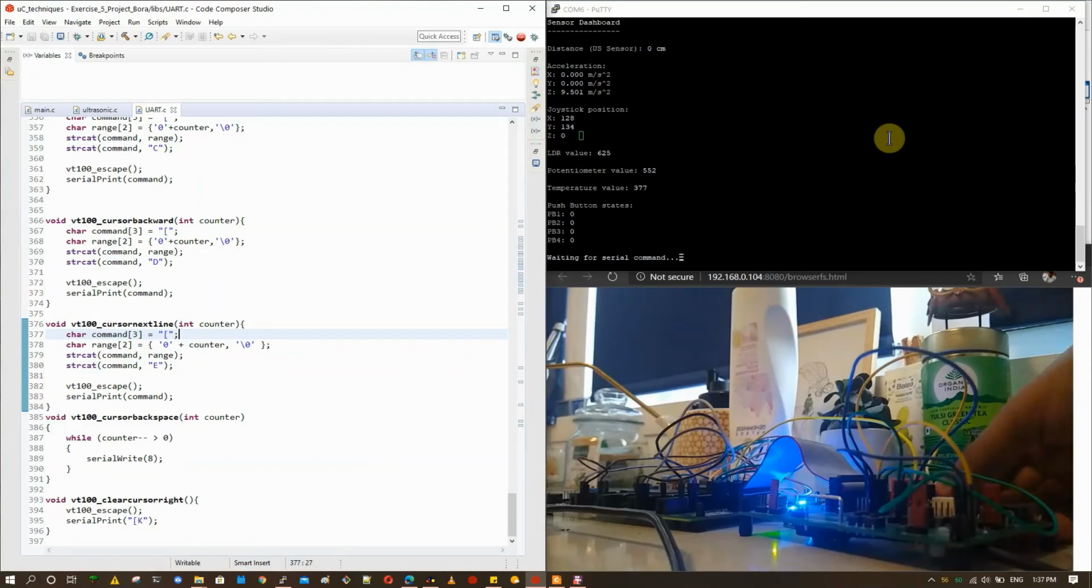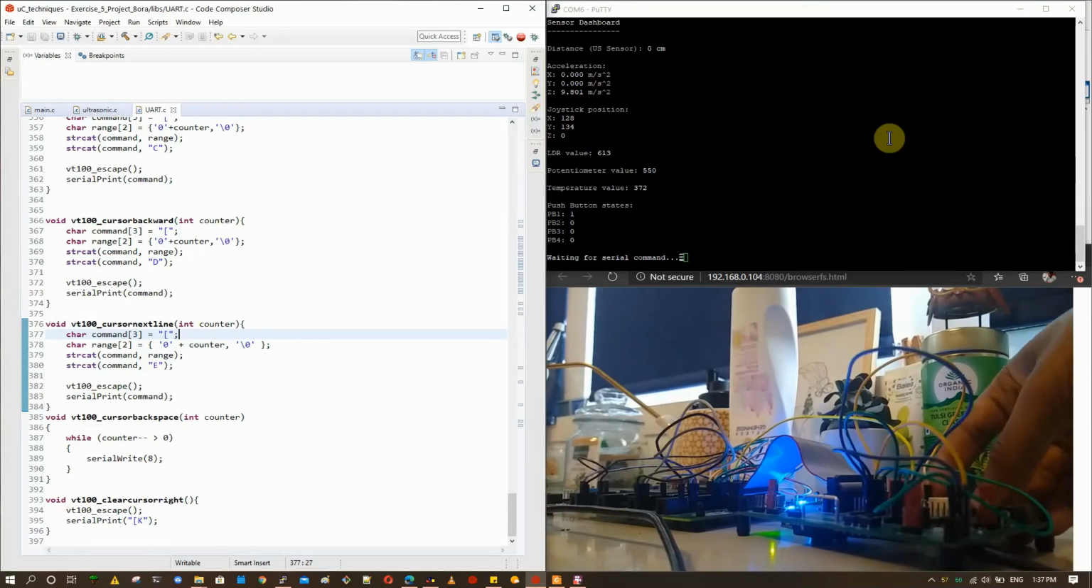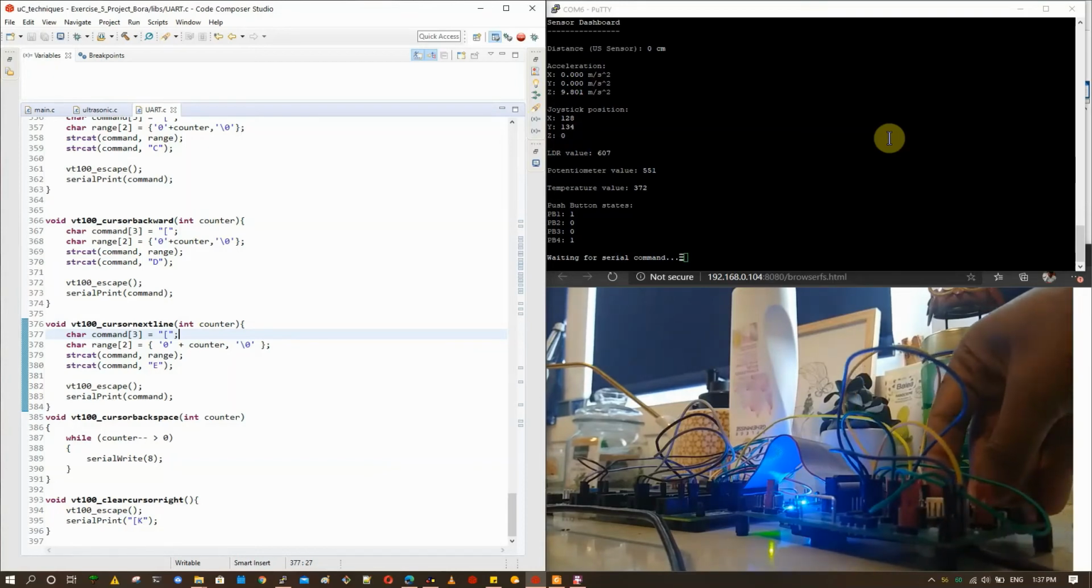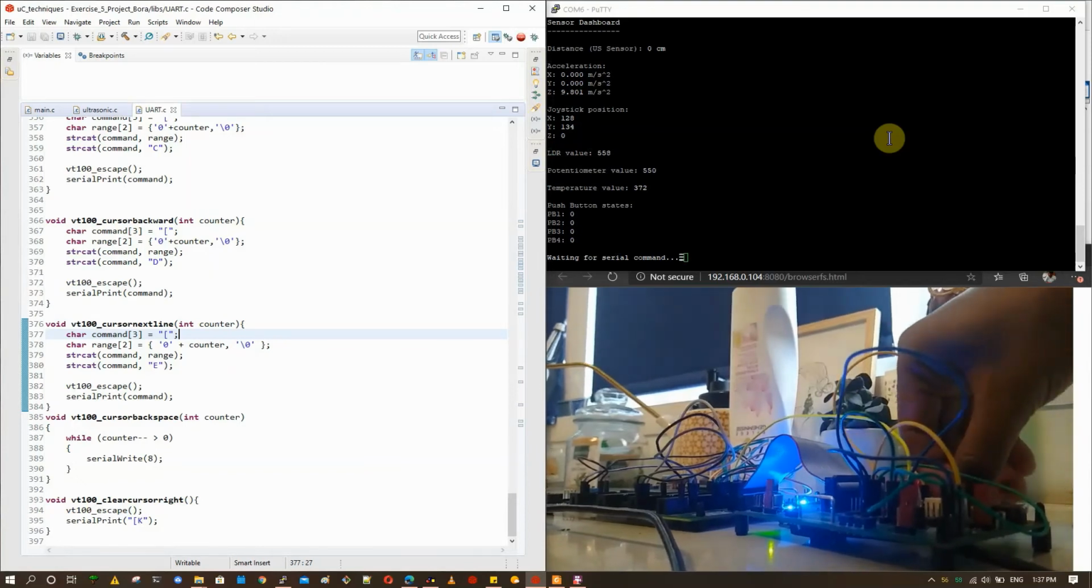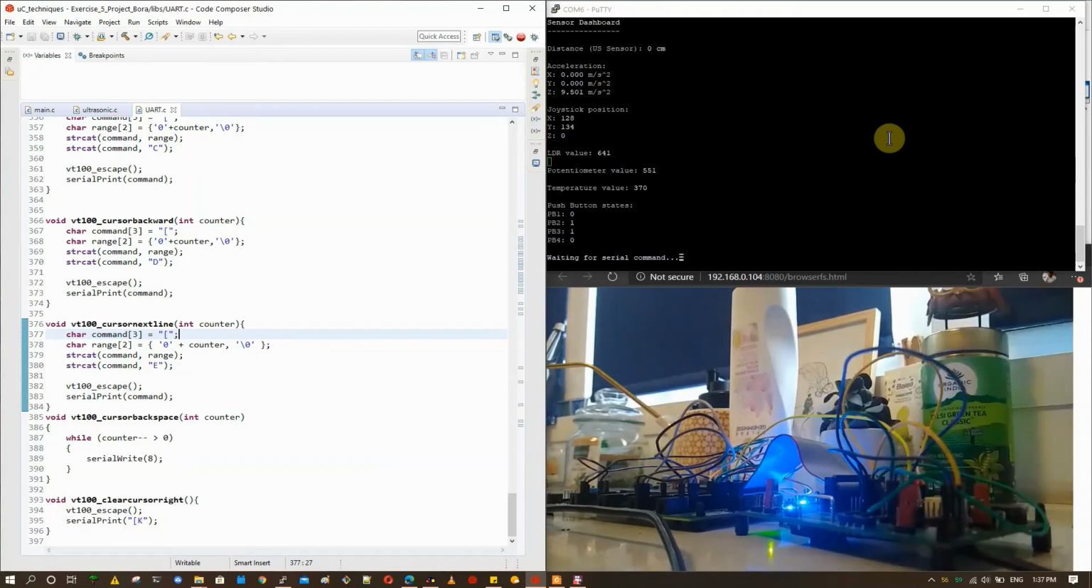Now let's go for the push buttons. If we press push button 4, it gives a 1. Then we push button 3, it should give a 1. 2 gives a 1, and 1. We can also test collective presses of the buttons, like 1 and 4. Then we do 2 and 3. Yeah, just like that. So the button pollings are also working.